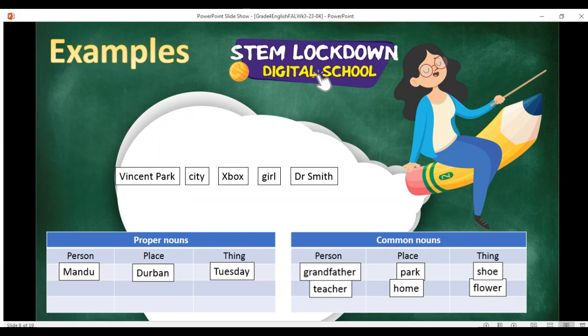Then Vincent Park. So if you come from East London, you know where Vincent Park is. So it's a name of a place. So it's a proper noun. Then my next one is city. So they're not telling me the name of a city. They're just telling me city. So it's a common noun for a place.